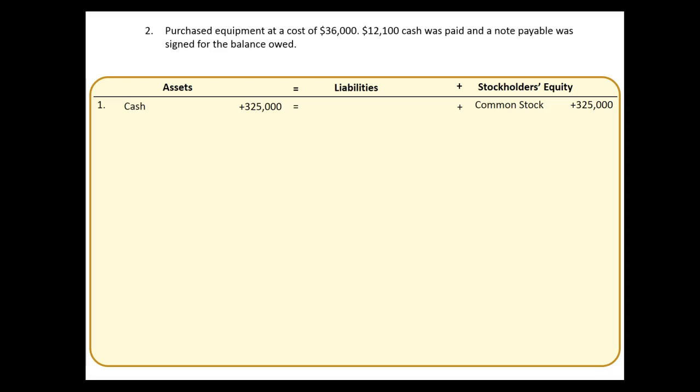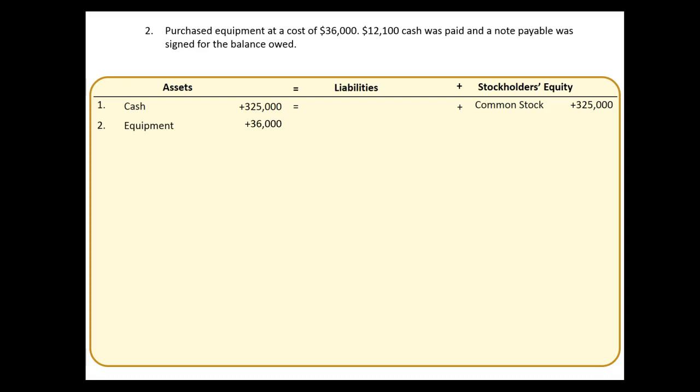Next, we purchased equipment at a cost of $36,000. We did that because $12,100 of cash was paid, and then a note payable was signed for the balance owed. So what's going to happen in this event is that equipment gets increased by $36,000.